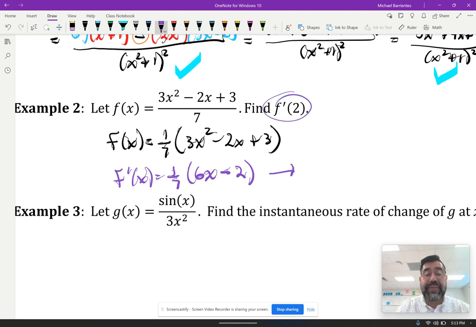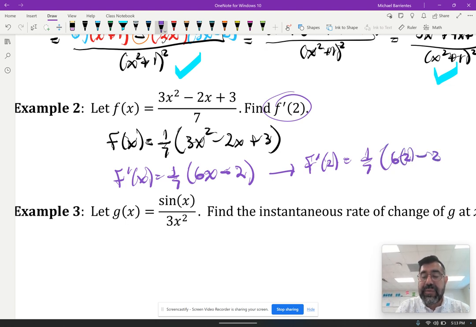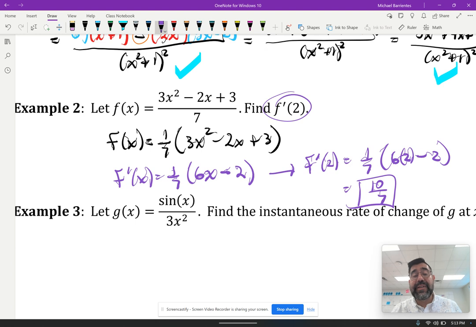They wanted us to find the derivative at 2. So f prime at 2 would be 1/7 times 6 times 2 minus 2. I'm going to put this in parentheses there, which means this would be 6 times 2 is 12. 12 minus 2 is 10. So then this is really 10/7. That is my derivative value at x equals 2 for this function. That is the slope of the tangent line at x equals 2 of this function graph. And that is the instantaneous rate of change of this function at x equals 2.